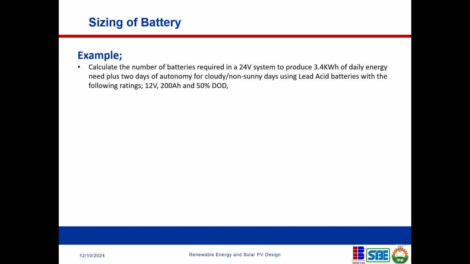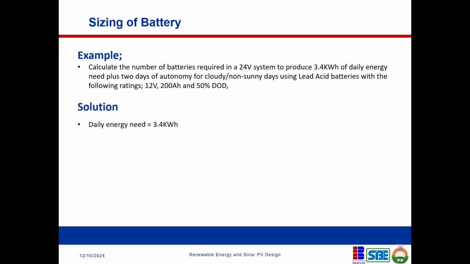Now, calculate the number of batteries required in a 24-volt system to produce 3.4. Now, this is our daily energy requirement for this client, correct? 3.4 kilowatt hour of daily energy need plus 2 days of autonomy. That's for cloudy and non-sunny days, using lead acid batteries with the following rating. Now, this is the rating of the battery. This battery is 12 volts, 200 amp hour, and the depth of discharge is 50%. So let us use these characteristics of a battery to determine the number of batteries that we need to purchase to meet the client's need. So that's the calculation that we're going to do.